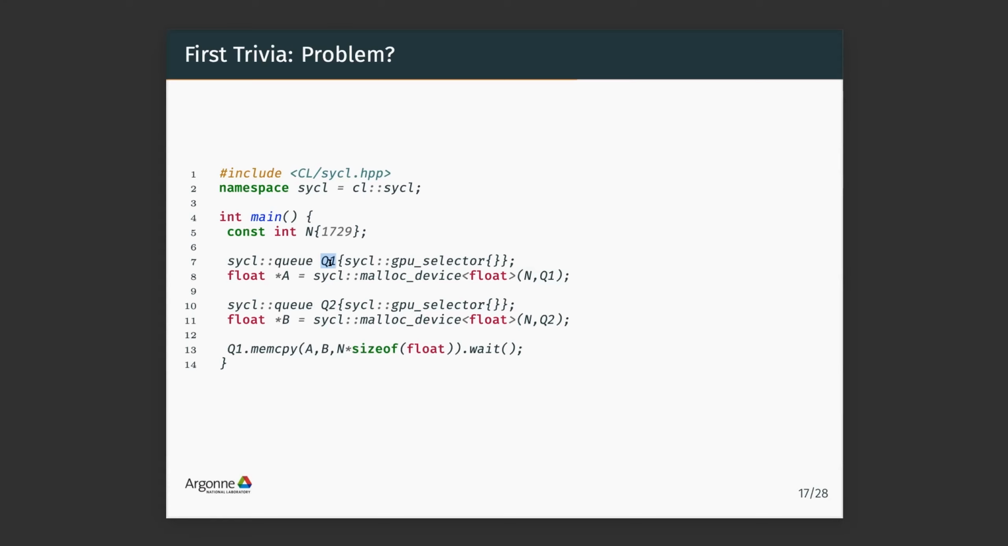It's because this queue here creates implicitly a new context, as we saw before. And this one here creates implicitly another context. And like I showed you, the memory is only valid with a particular context. So when you do q.memcpy, it will try to use q1 to access memory that was initialized on B, which lives in another context. It doesn't matter if they live on the same device; they live in a different context.